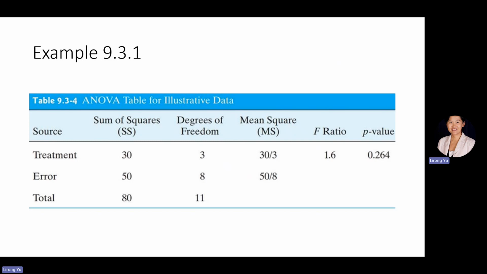You have 30 divided by 3, which is 10, and 50 divided by 8, which should be a decimal number. These two numbers divided give 1.6. With 1.6, putting it into the F curve, you see the p-value, and that says it's not significant. Any question?